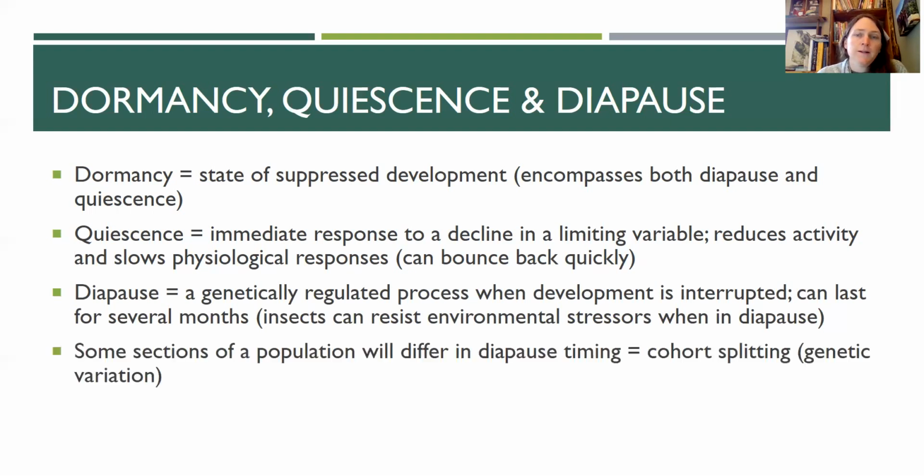Okay, so some sections of the population might enter this pre-programmed diapause timing, and other parts of the population might not. And so this allows for what's called cohort splitting. It increases genetic variation. It allows the slowdown of maturity and development for some parts of the population. And it kind of just spreads the wealth a little bit. It allows for diversity that allows populations to persist through environmental stresses.